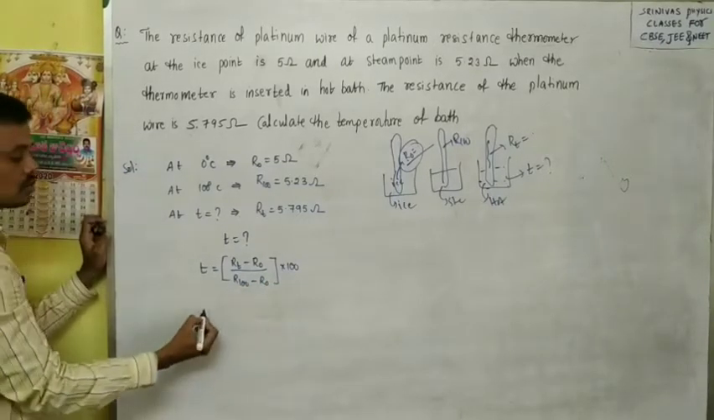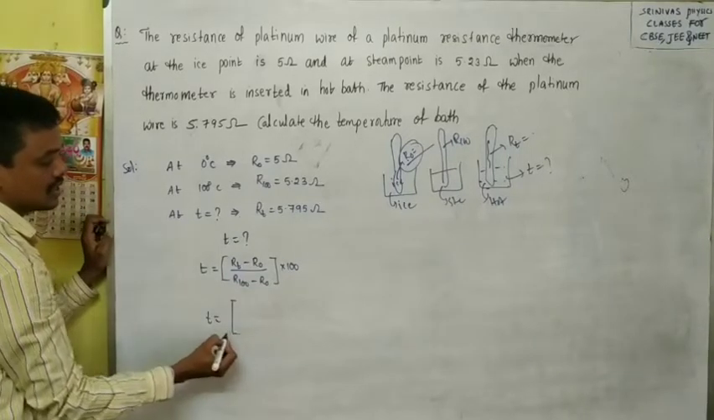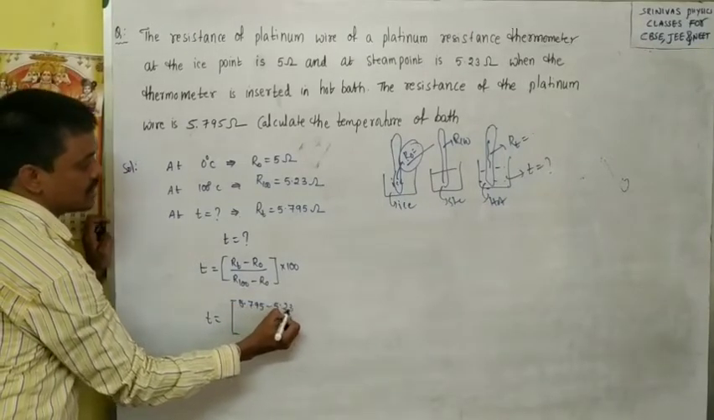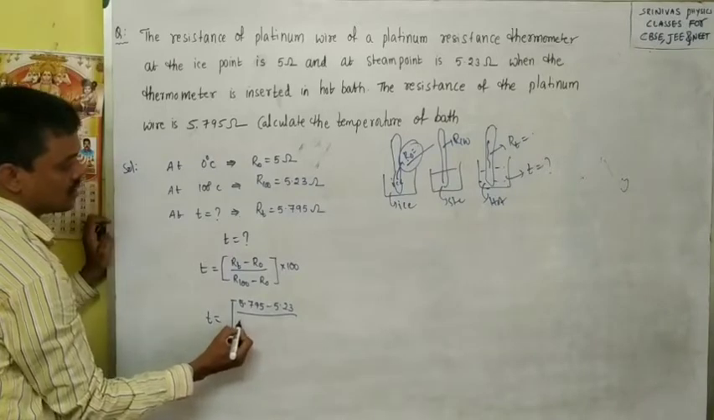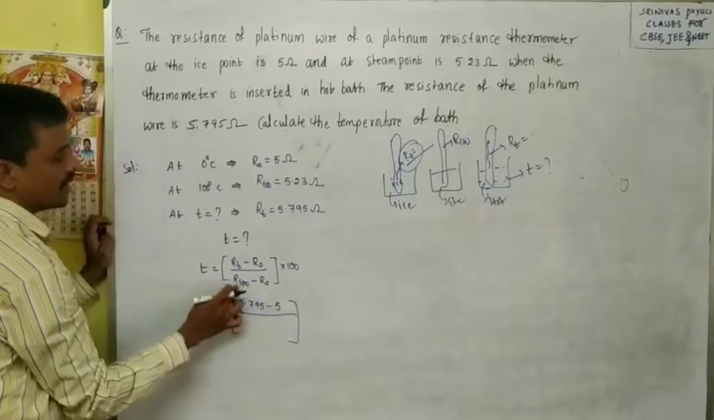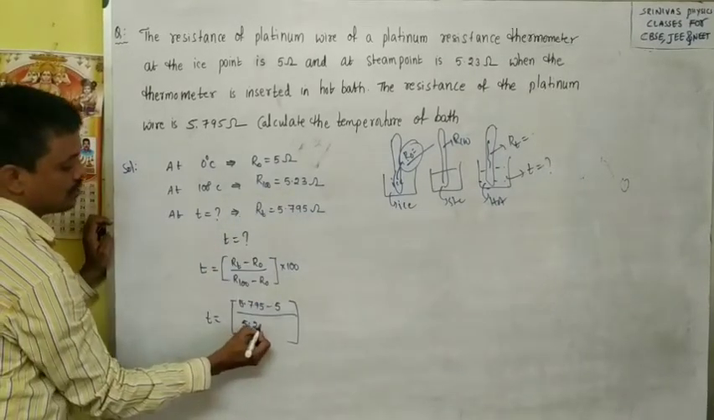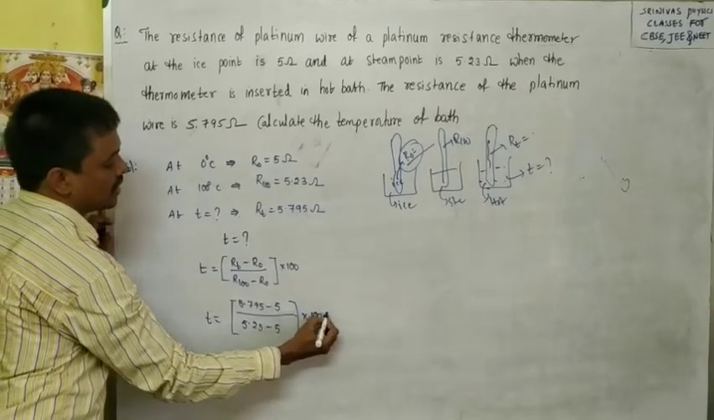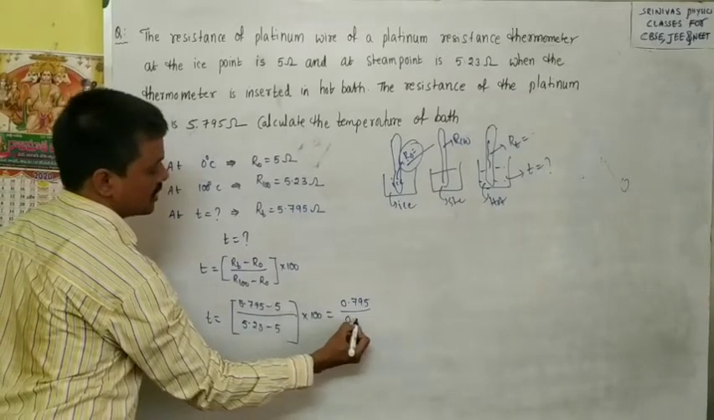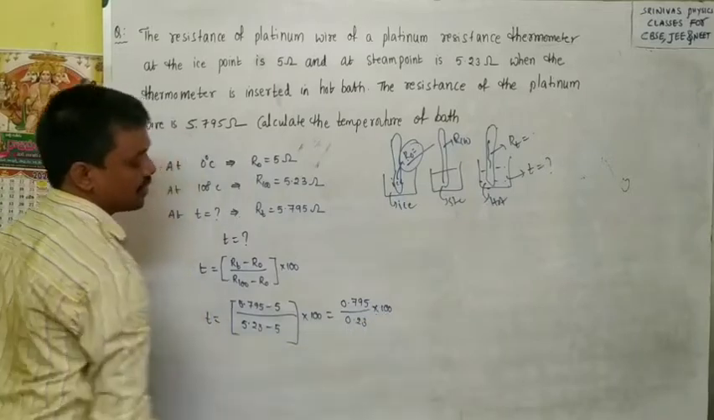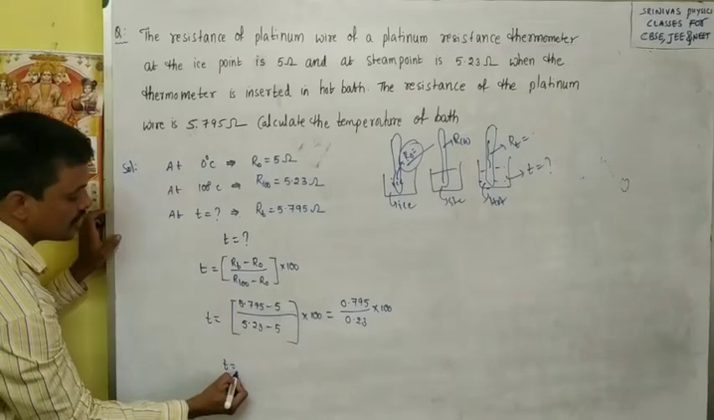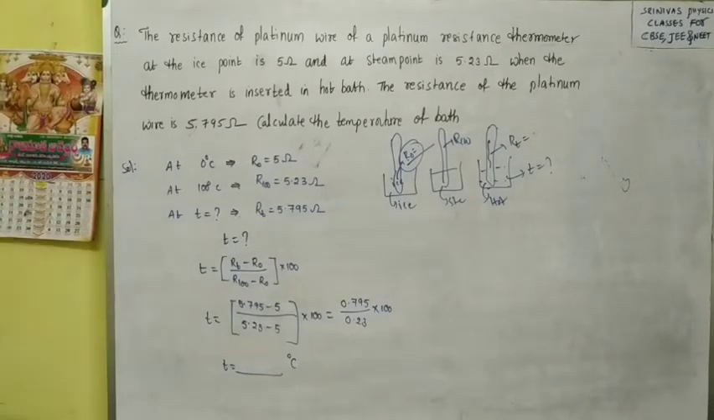I am expecting you to simplify the values. You write the values: 5.795 minus 5.23 by, RT minus R0, R0 is 5, by R100, 5.23 minus 5, into 100. This is 0.795 by 0.23 into 100. Now you can simplify this and write the answer in the comments.